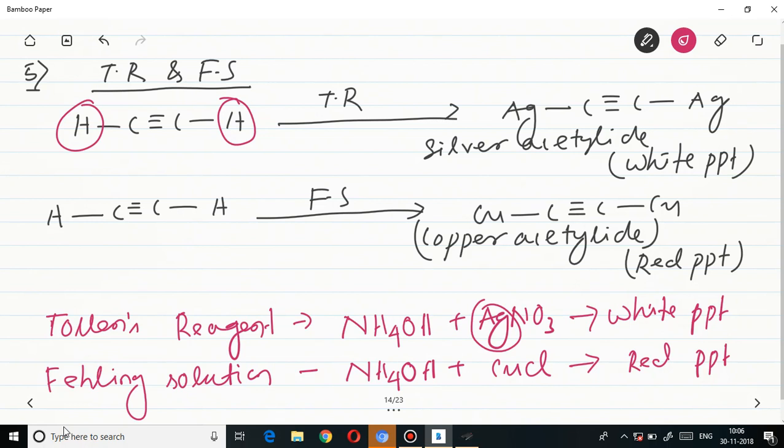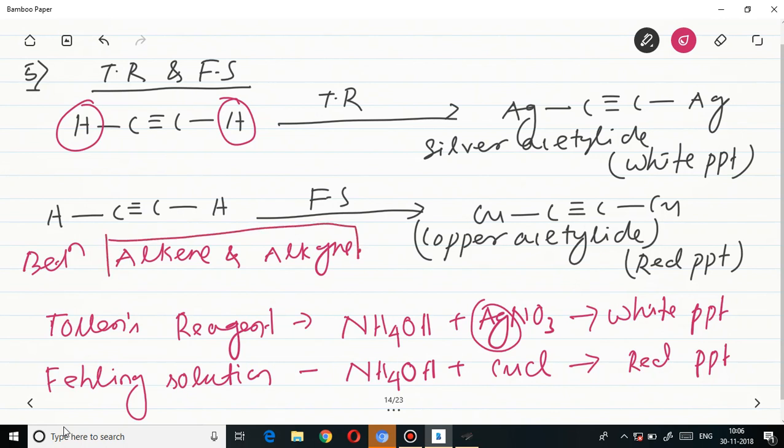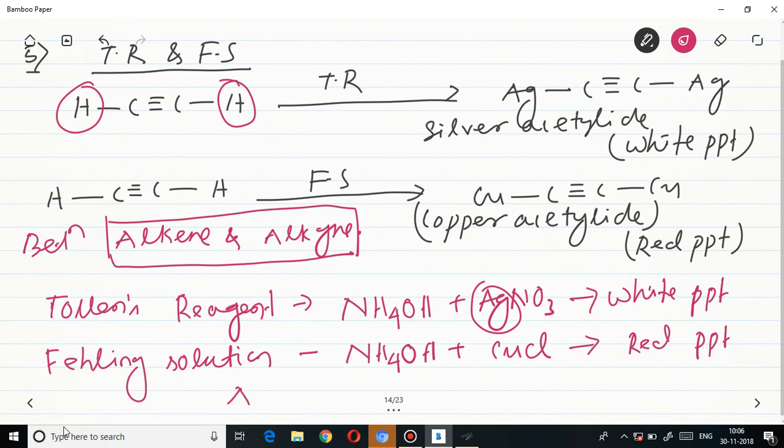And this compound is used to differentiate between alkene and alkyne. To differentiate between alkene and alkyne, we will use Fehling's solution and Tollens reagent. Alkene will not react and alkyne will react. By reacting, it will give a white precipitate and a red precipitate. White precipitate when Tollens reagent is taken. Red precipitate when Fehling's solution is taken.